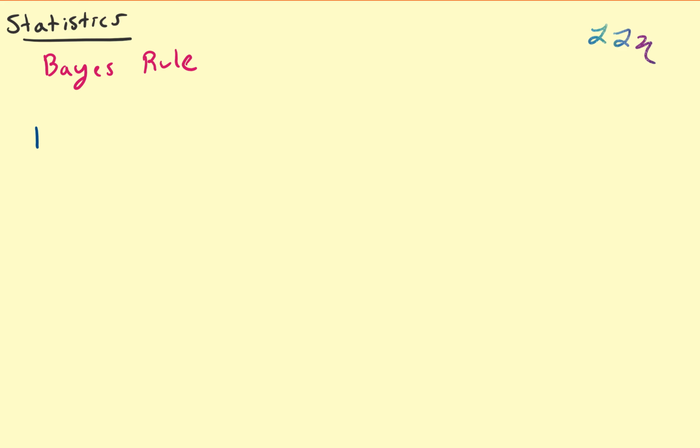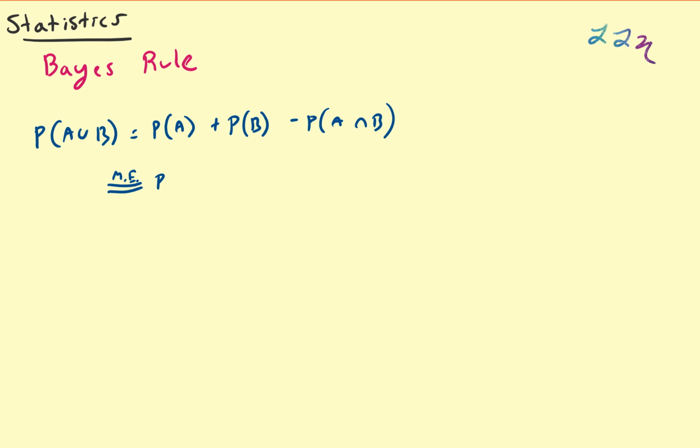The first one was the probability of A or B is equal to the probability of A plus the probability of B minus the probability of A intersection B. And we found that if these events are mutually exclusive, then this is just equal to the probability of A plus the probability of B. This was what we call the sum rule.